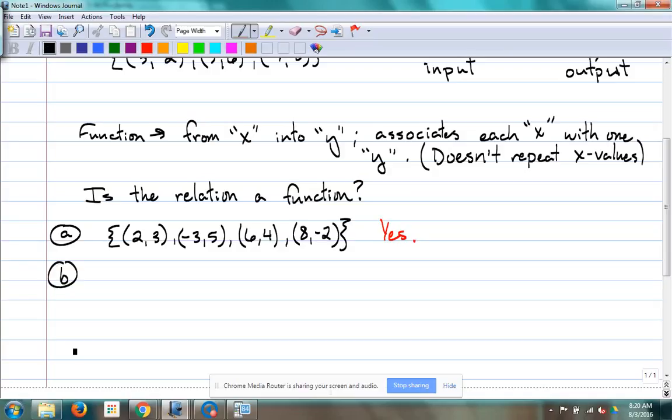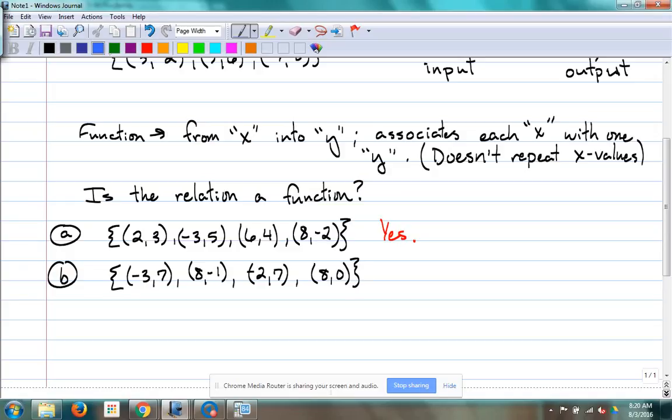Example B, let's say we had another relation as a set of ordered pairs. Maybe we got (-3, 7), (8, -1), (-2, 7), and then (8, 0).